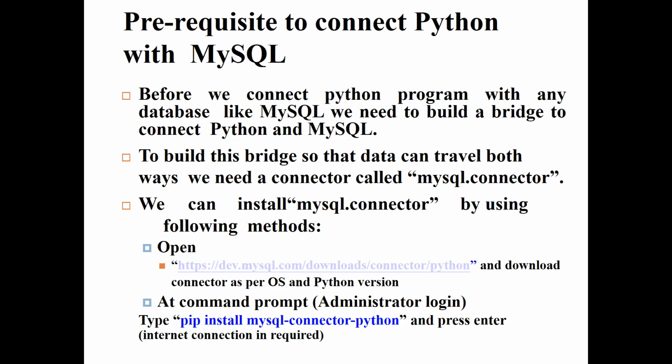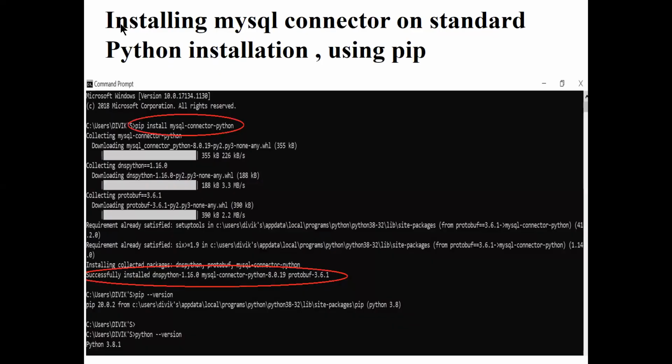Once you install the MySQL connector, it will be available in your Python. After that, you can simply write import mysql-connector, and then you can start using all the functions that are available under MySQL connector. This particular screenshot explains how the screen will look when you install the MySQL connector.